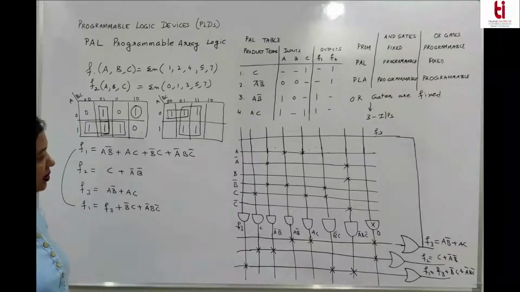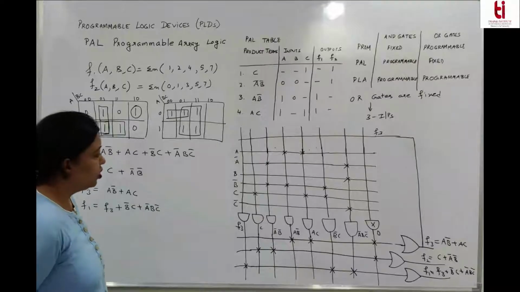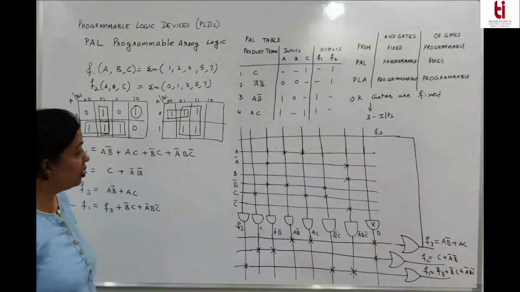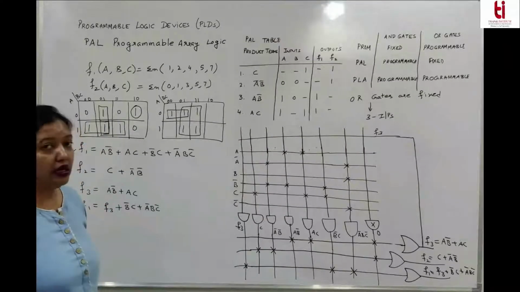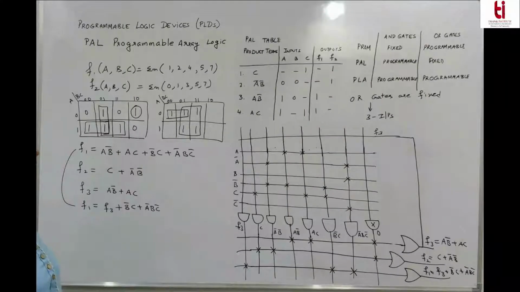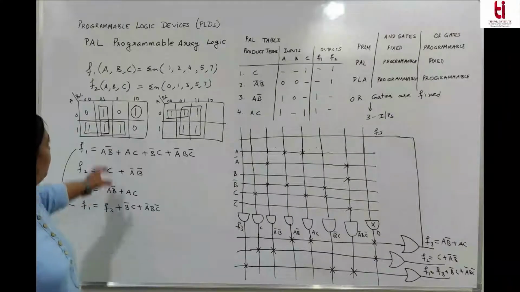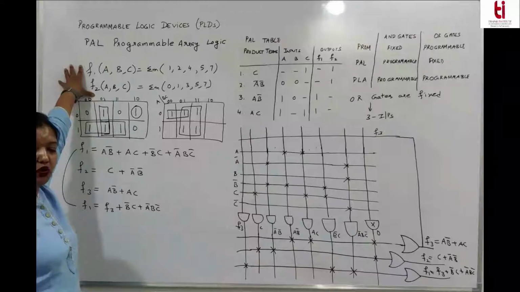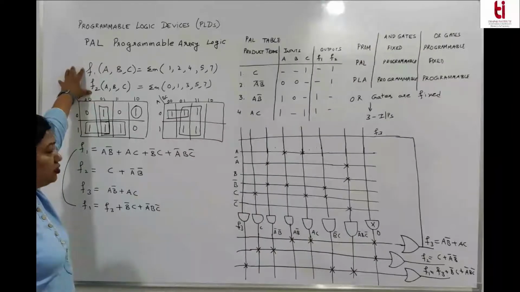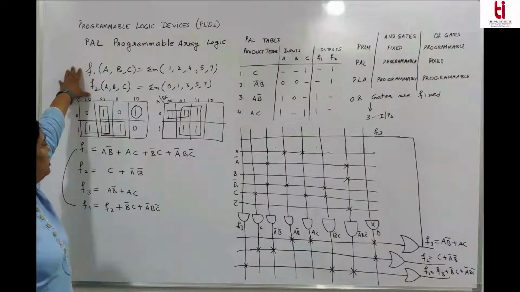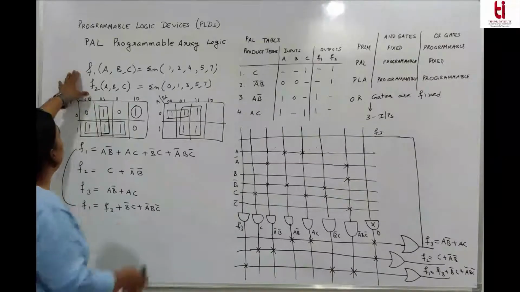It is A A bar, B B bar, C C bar, all C. So this is all about your PAL table. So what we have done till now, I can implement this function using PAL also. I can implement this function using PLA also. I can implement this function using PROM also. So let's take the same problem and implement it using a PLA.